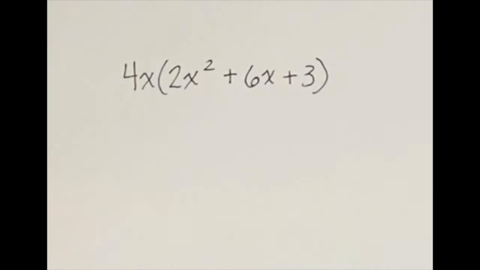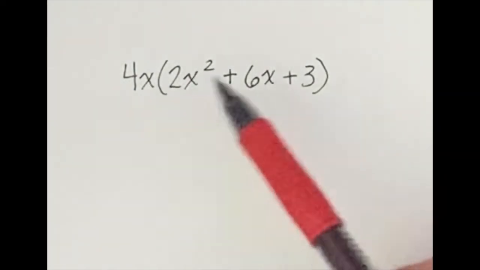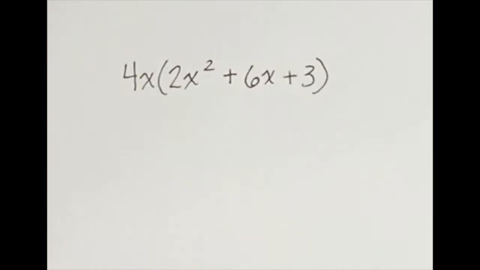Welcome back. Today we're going to be taking a monomial and multiplying it by a different polynomial. So in this case we are going to multiply it by a trinomial. This isn't as bad as it maybe looks. It's just the distributive property with variables included.